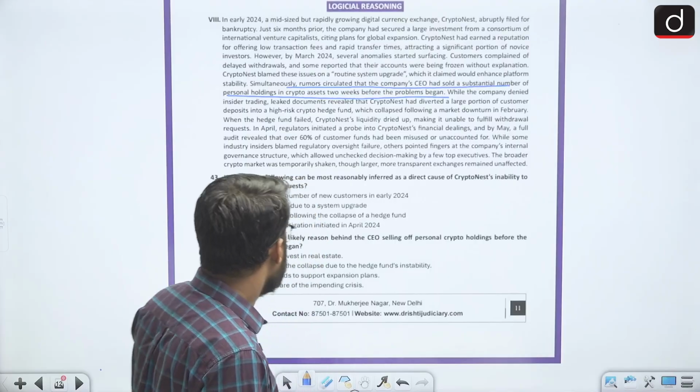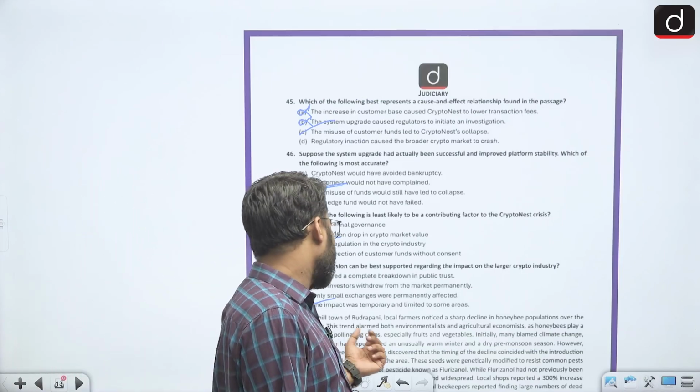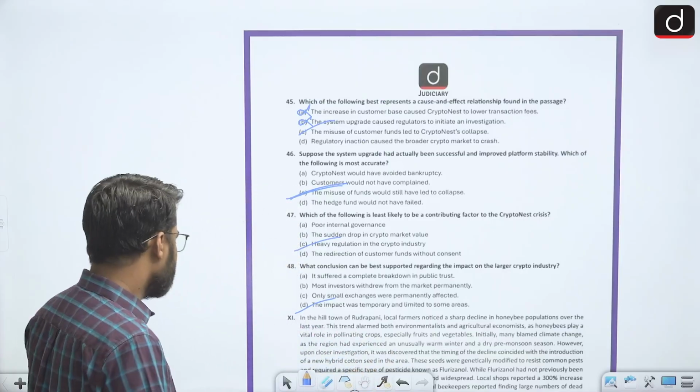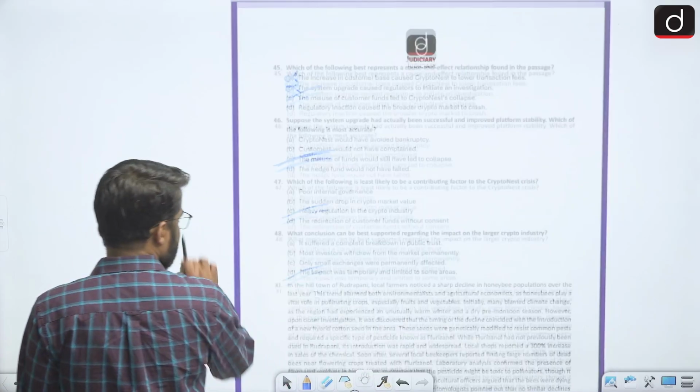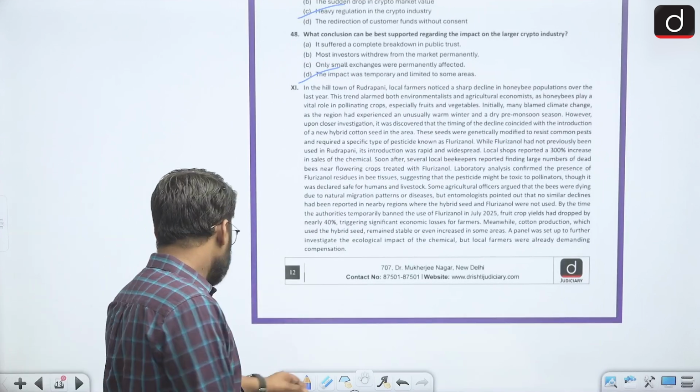That means D will be the correct answer here, that the impact was temporary and limited to only some areas. Right, so this will be correct. Question 48, D was the answer. Now let's go to the next passage.